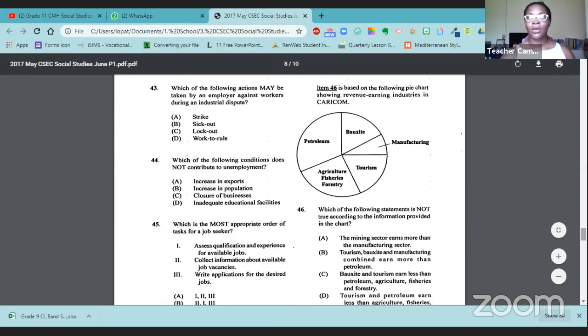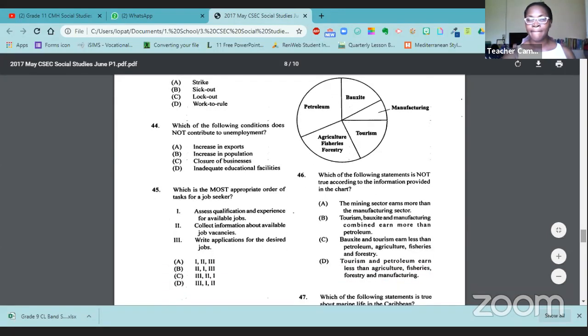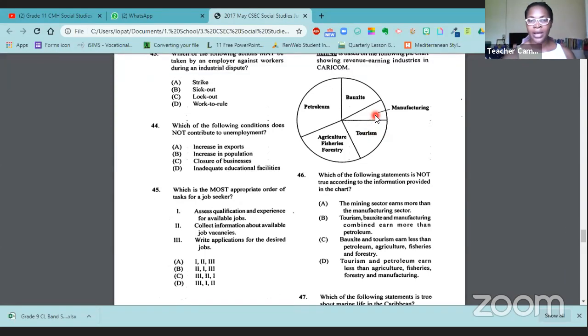46, based on the diagram we're looking at, the pie chart. Which of the following statements is not true according to the information provided in the chart? And it would be B, tourism, bauxite, and manufacturing combined earn more than petroleum. So tourism, bauxite, and manufacturing together earn more than petroleum. Where's petroleum? That answer would be correct.